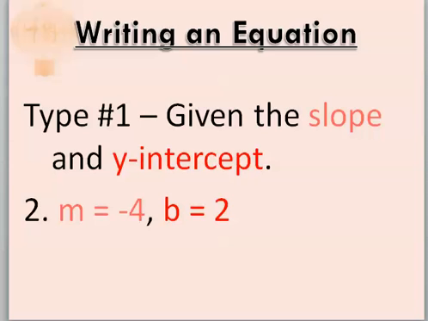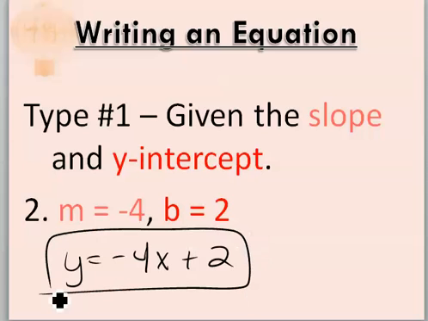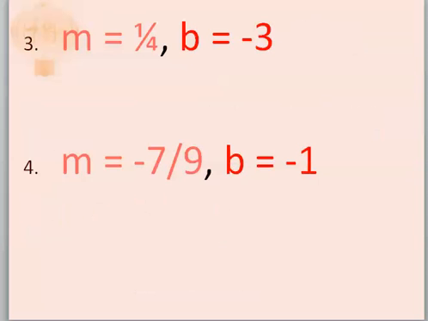Example 2 is still type 1, given the slope and the y-intercept. So again, we can write the answer. Y equals m is negative 4, x plus b is 2. And this is my final answer. Y equals negative 4x plus 2. Please pause the video and try the next two examples.